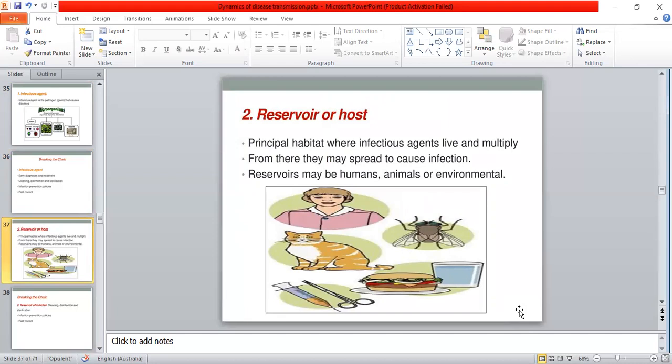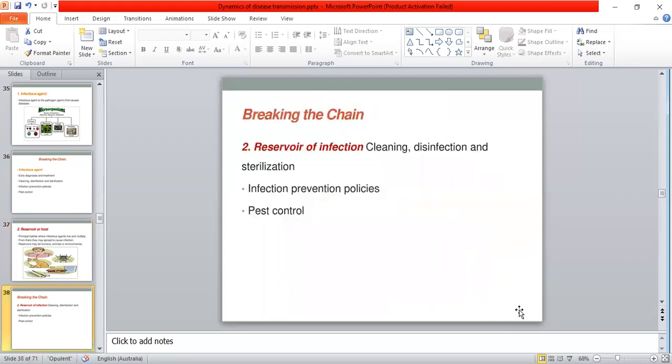Reservoir or host. To break the chain at the level of reservoir or host, we have to apply the following principles. The reservoir is the principal habitat where infectious agents live and multiply, from where they may spread to cause infection. Breaking the chain at the level of reservoir of infection is by cleaning, disinfection, and sterilization, by application of infection prevention policies, and by control of pests.